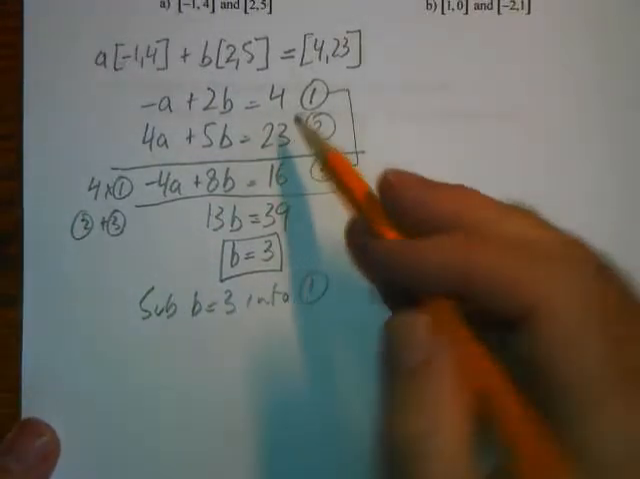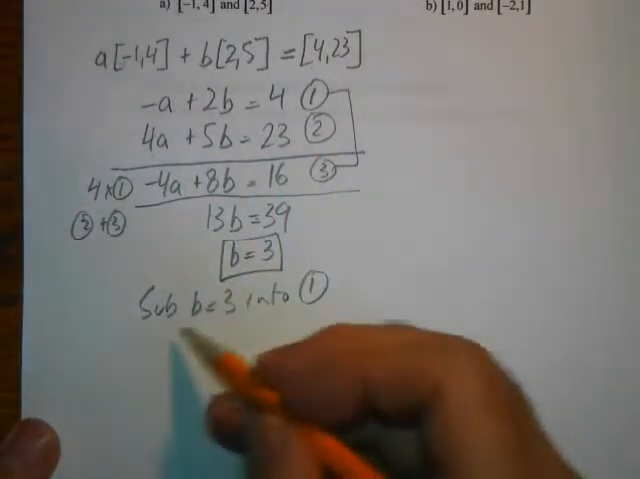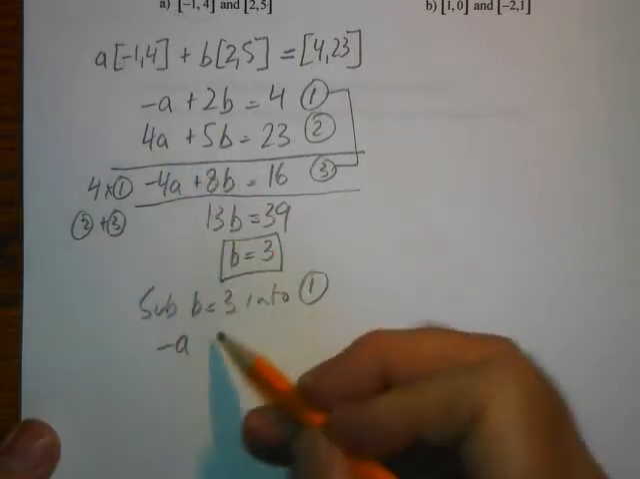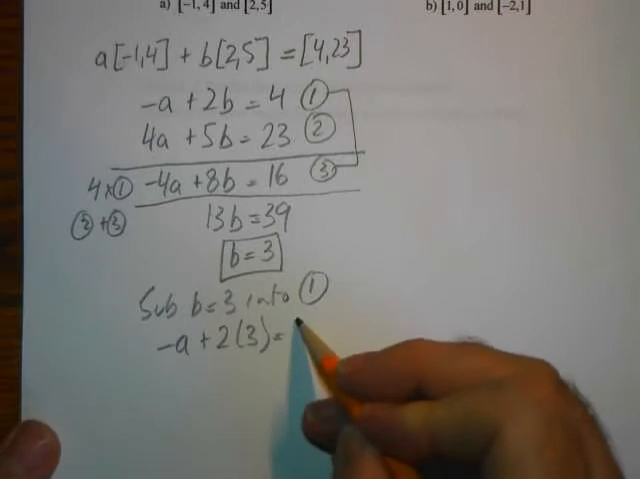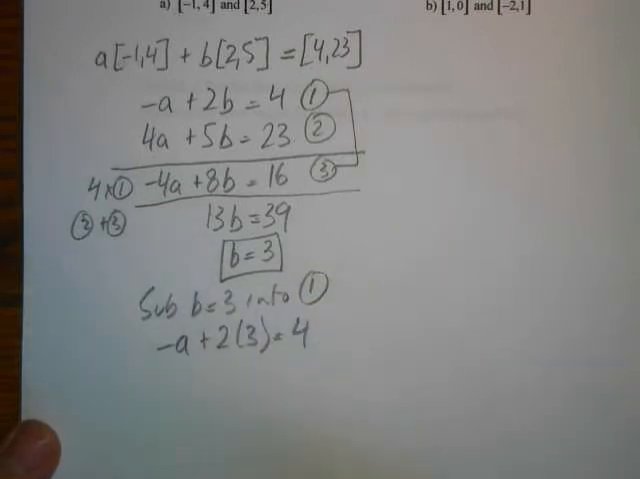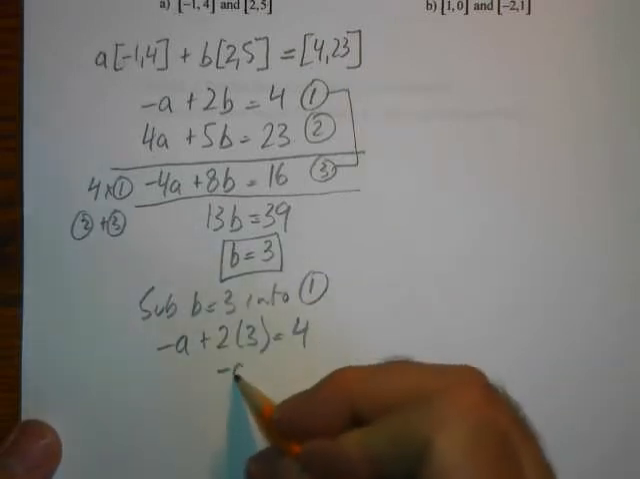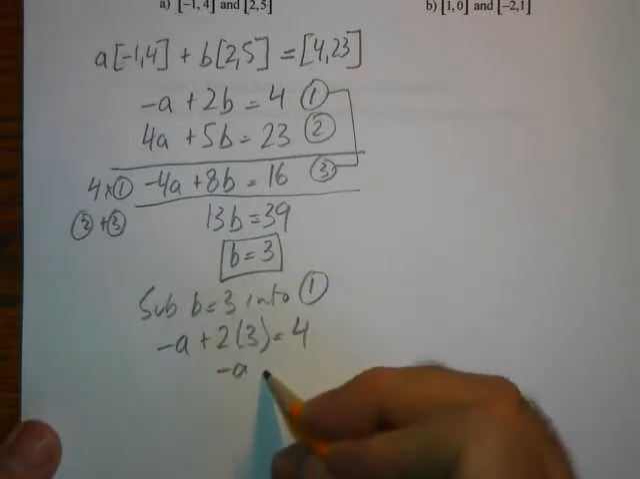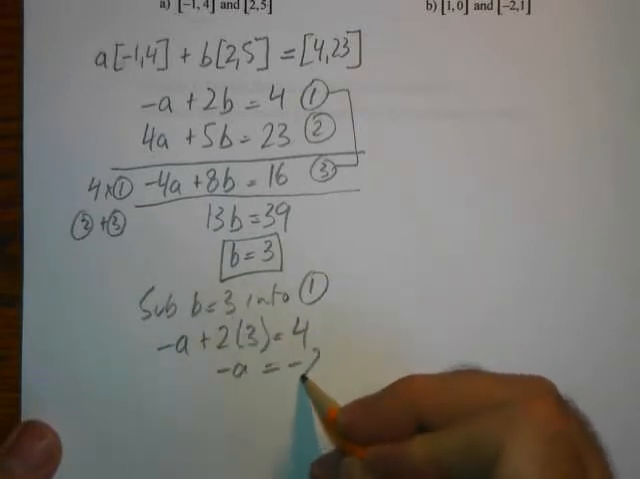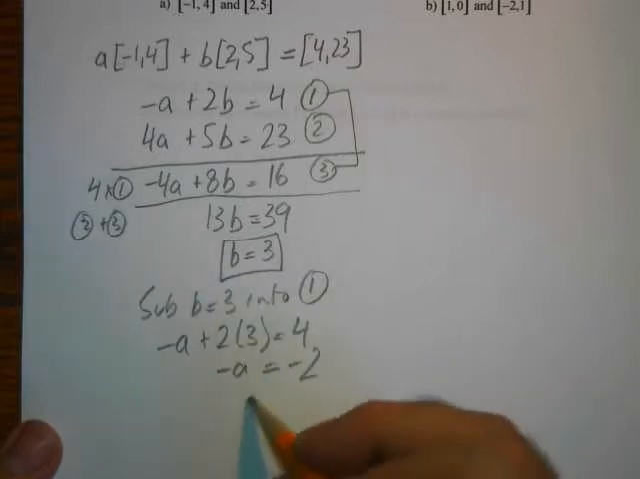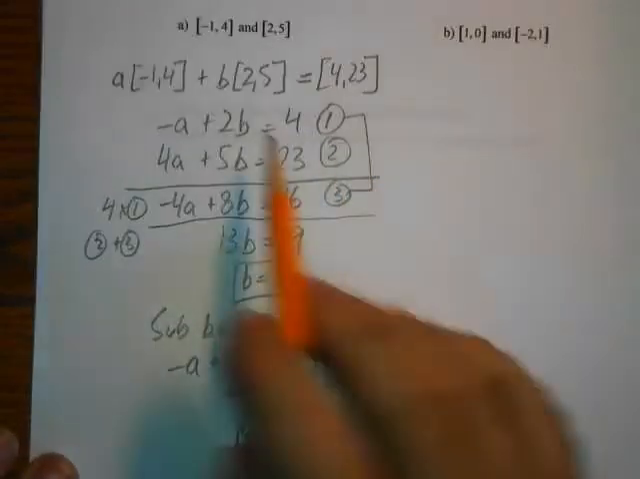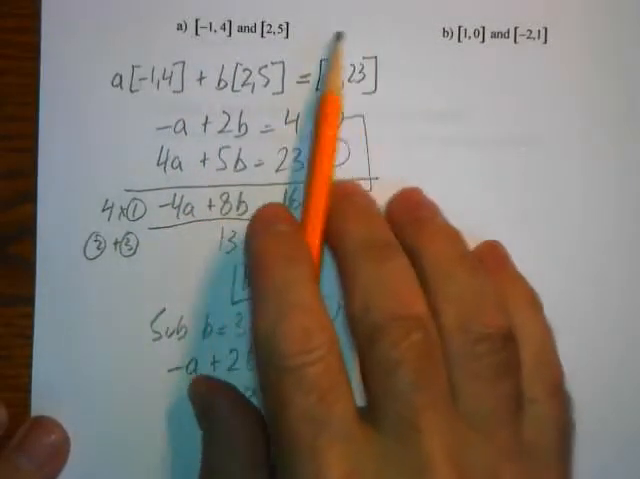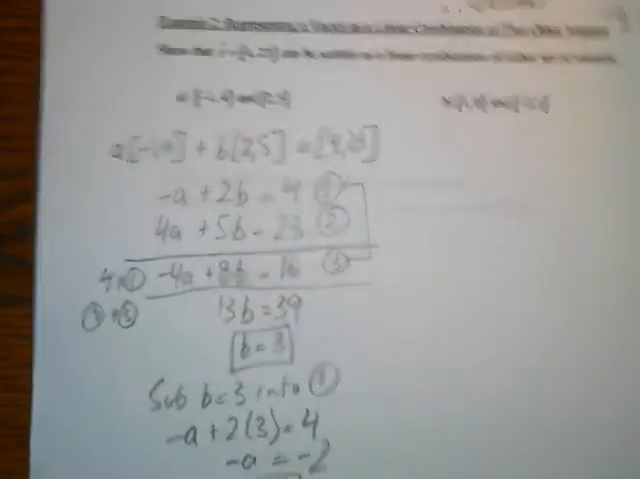So take equation 1. I've got negative a plus 2b, but b is 3, so I put a 3 there, is equal to 4. So negative a, got a 6 there, subtract it from both sides. I get negative 2 here, and then just divide by negative 1, I get a equals 2. So there's my second scalar, and I now know the unique combination of these two vectors that will give me the vector with components 4, 23.